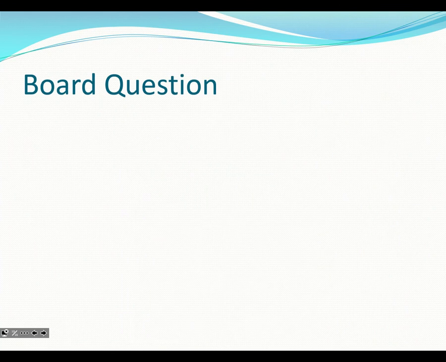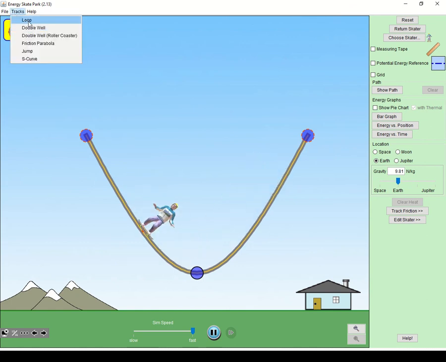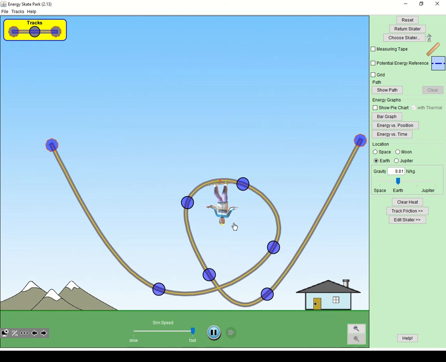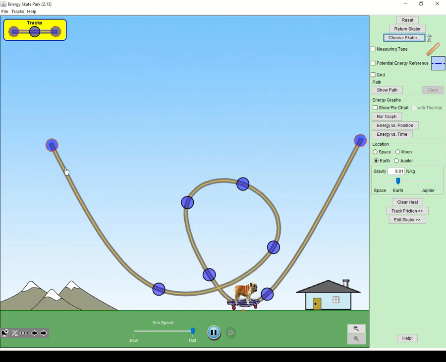So let's do a board question. Or, no, sorry, I missed a question here. To do this next question, I have to open this simulation. We have a skate park, and we've seen this before in energy. We have a loop here. And let's switch to the bulldog because it's way better. There we go. So we got a bulldog.